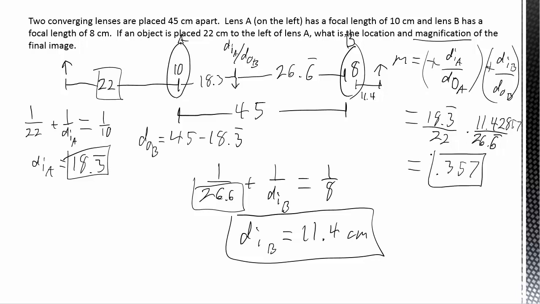0.357 is the magnification. So that tells us that our image is smaller than our original object. This also comes out positive, which tells us that it's upright, which we expected because these converging lenses, when they're making real images, they flip the image each time, and if it got flipped twice, it's going to end up upright.